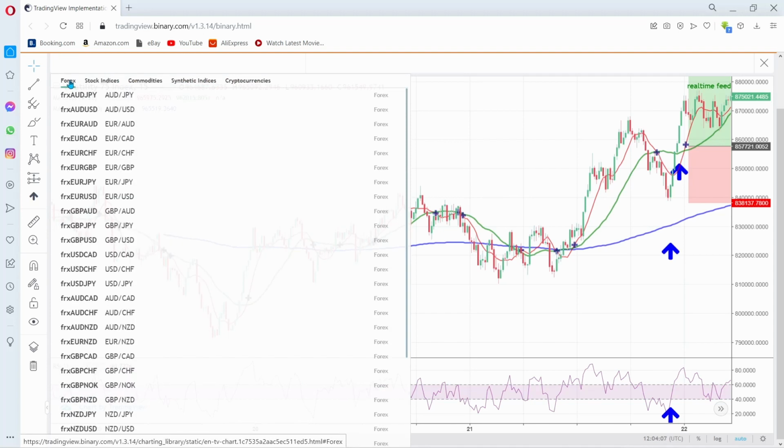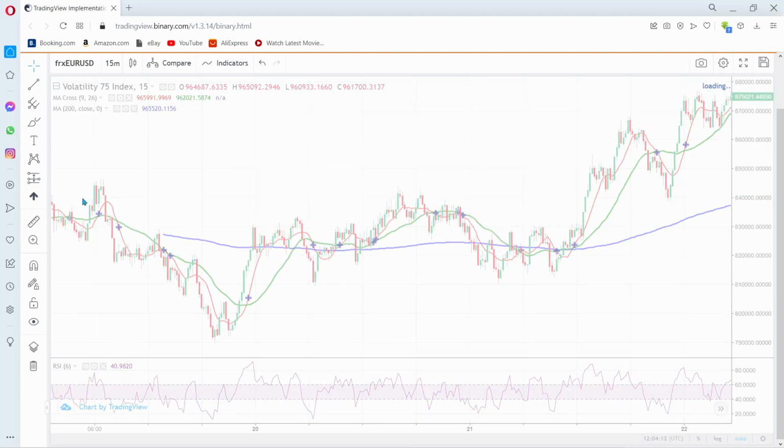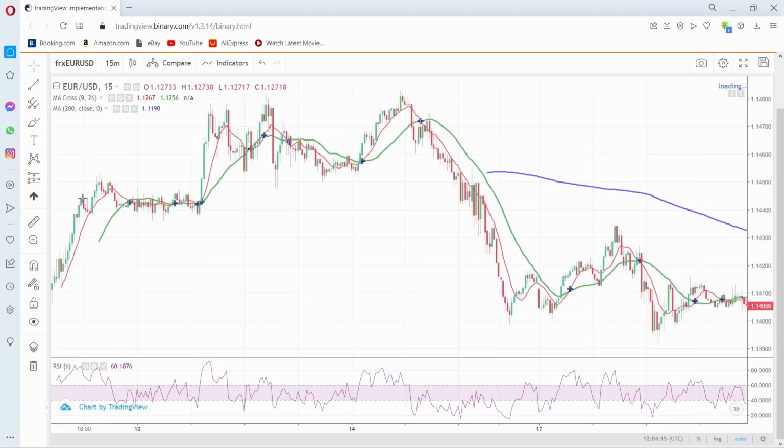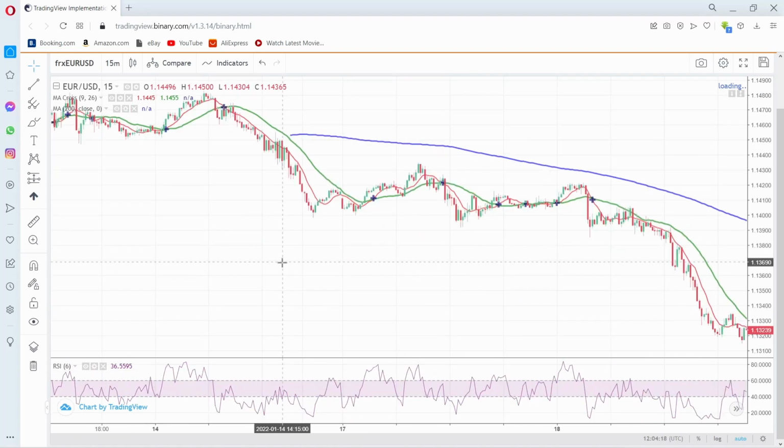Let me just go on currency pairs. Let me look for one of the most traded currency pairs, EUR/USD. Man, it's that simple.